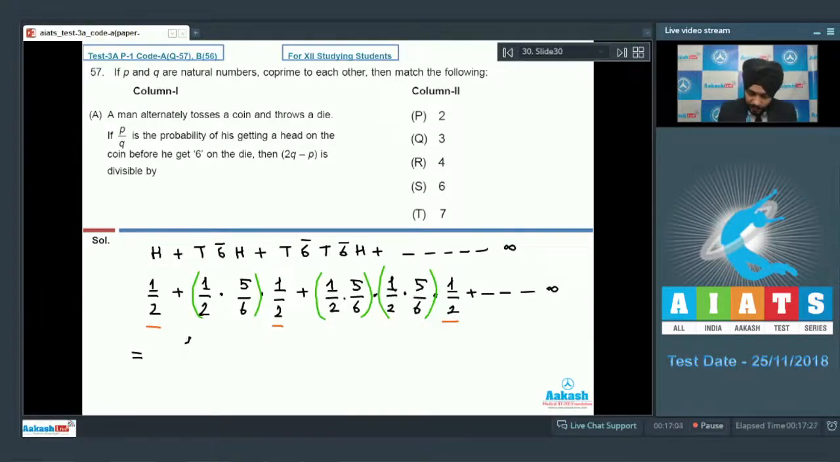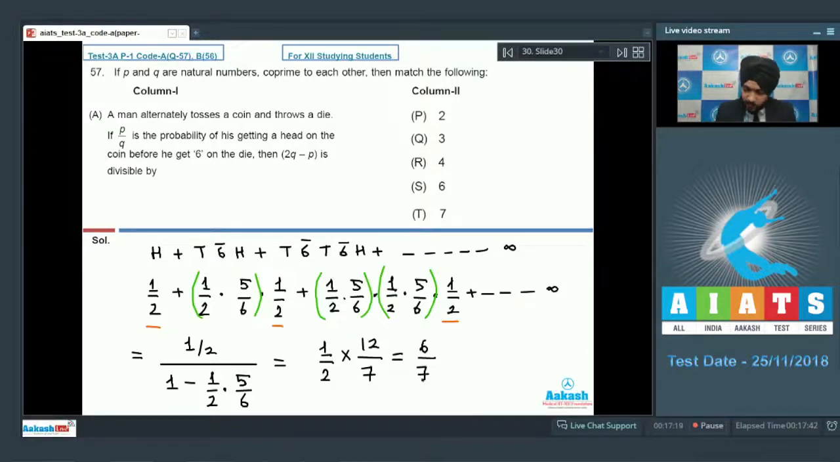So let us find the sum. A upon 1 minus R. So A upon 1 minus 1 by 2 into 5 by 6. Which means that it is 1 by 2 into 12 upon 7. Which is 6 upon 7. P is 6, Q is 7. 2Q minus P will be 14 minus 6, that is 8. It is divisible by P, R, that's it. So PR is the correct match for option number 1. Okay. Let us move on to B part.